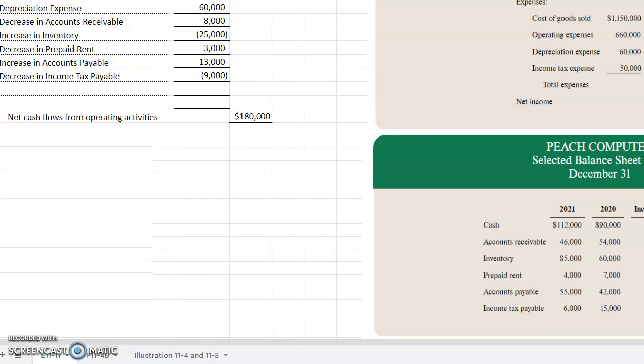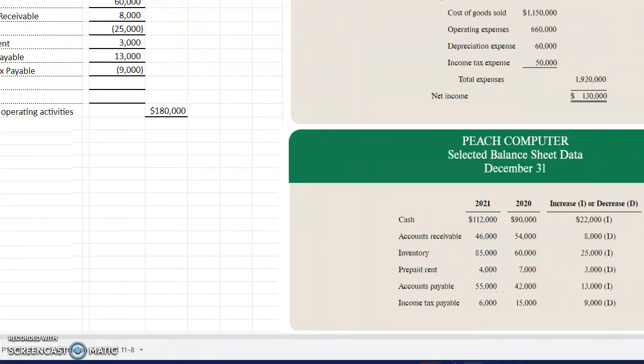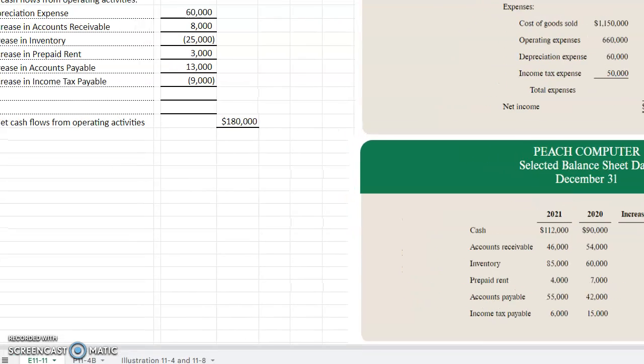Okay, prepaid rent. Next one. $3,000 decrease. So if we decrease prepaid rent, that means we had rent that we had paid in the past. So we actually paid less cash for rent than what we deducted. So that's going to be a positive adjustment.